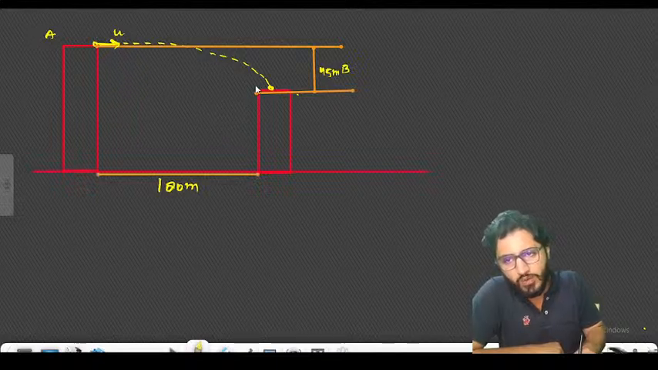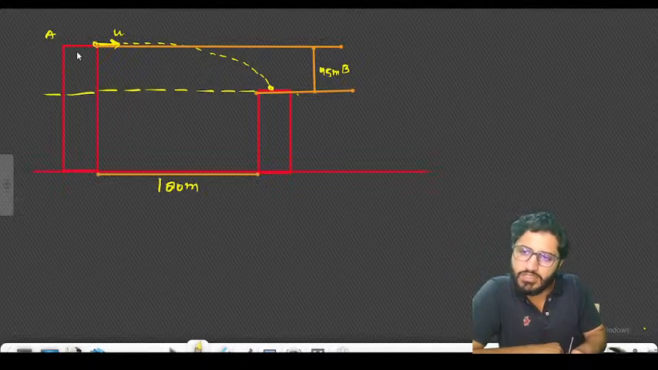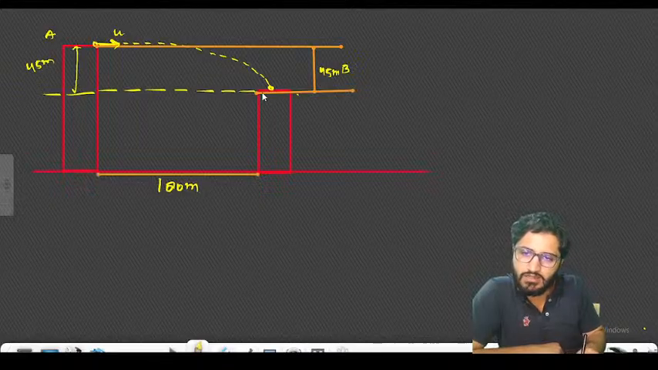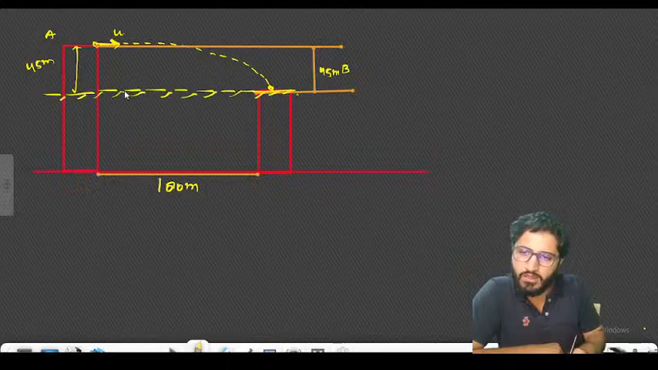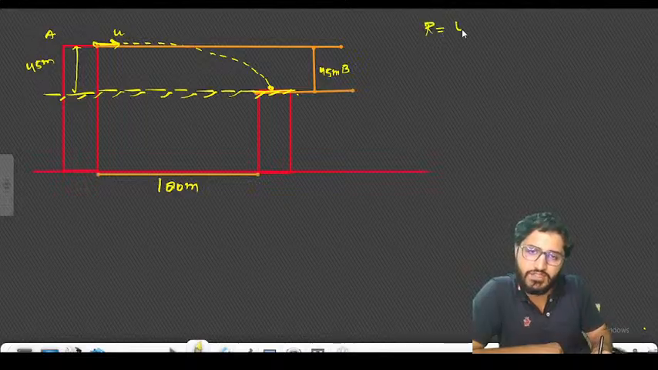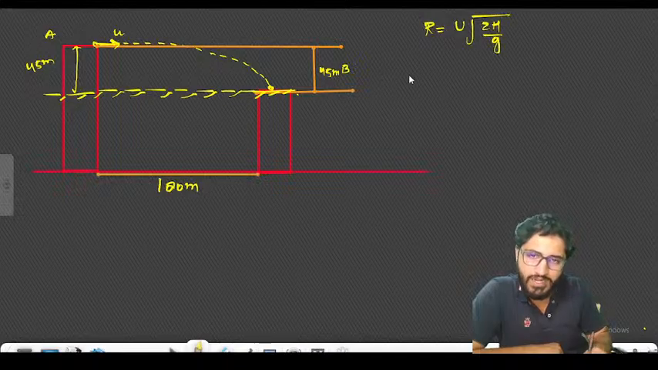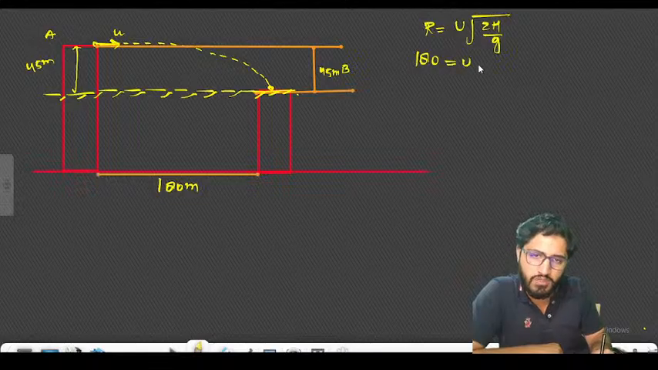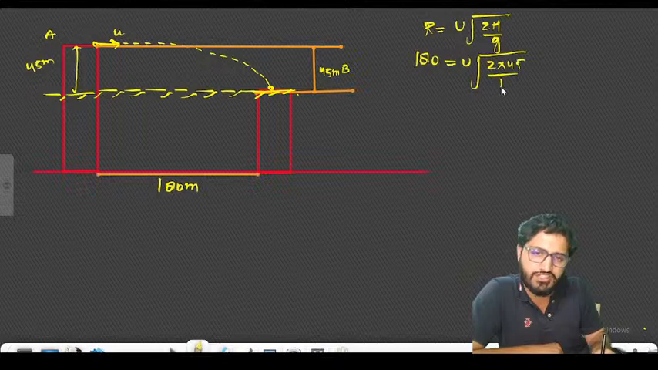Okay, we can do one thing. We will take this as the origin. So this much is the building height, is it 45 meters? Yes, sir. Let's suppose this one is the ground reference. So what is range? Is the range u into root of 2h by g? Range is 180 meters, it is given to us. u we don't know. 2h, h is 45, and g is 10.